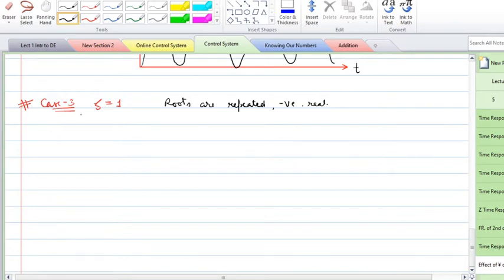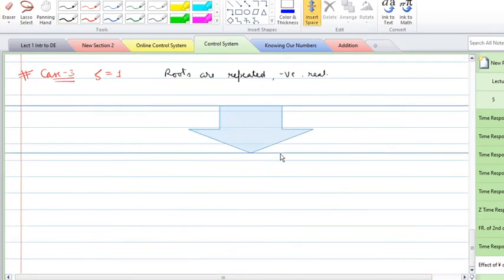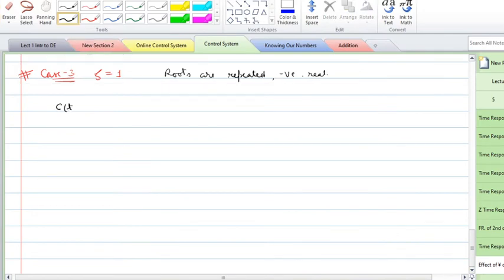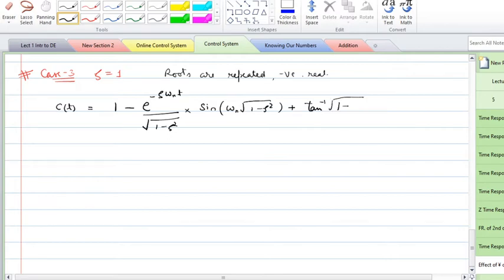So let's again start with the same response, that is C of t is equal to 1 minus e raised to power minus zeta omega n t divided by under root of 1 minus zeta square multiply sine of omega n under root 1 minus zeta square t plus tangent inverse of under root 1 minus zeta square divided by zeta.